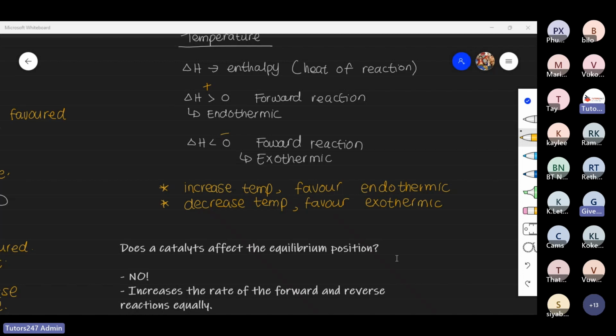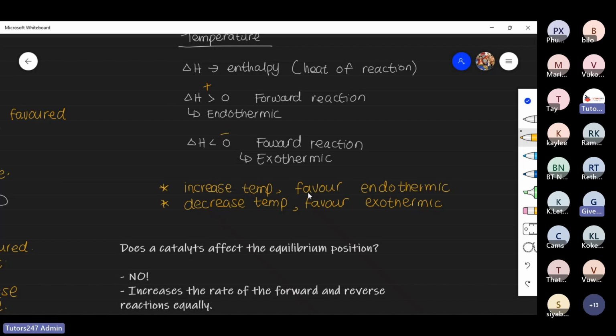Can you please re-explain temperature? Okay, so let us do temperature once more, okay? Then we're moving on to pressure. So, temperature. Let's start from heat of reaction once more.